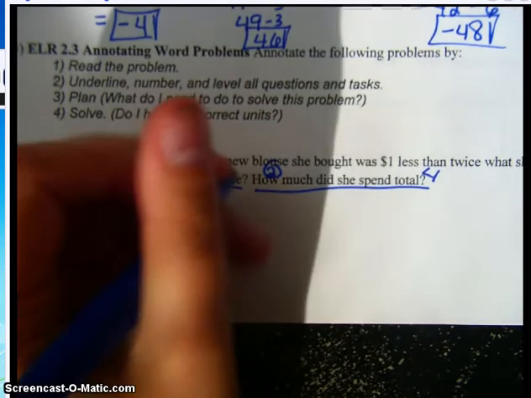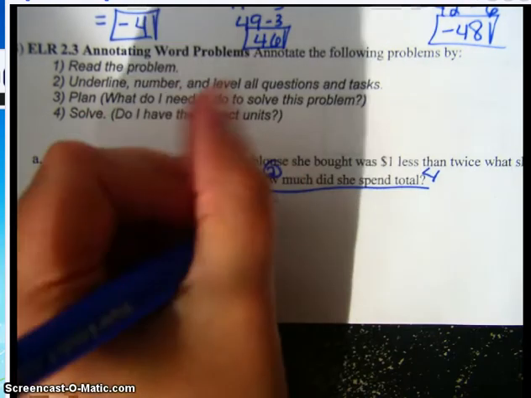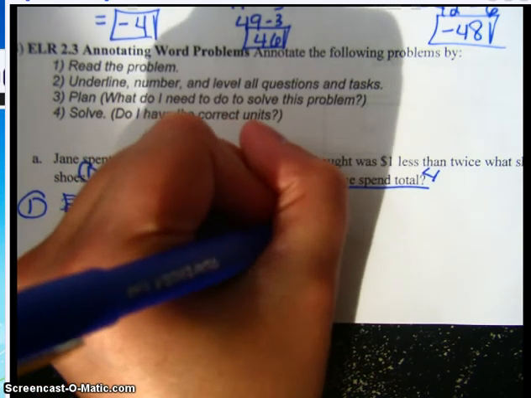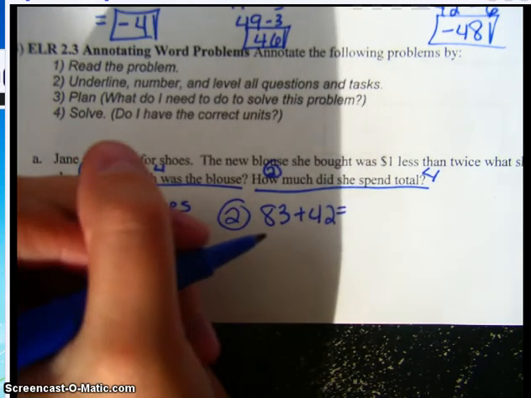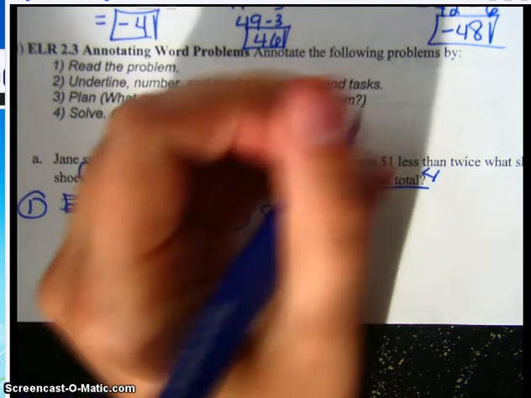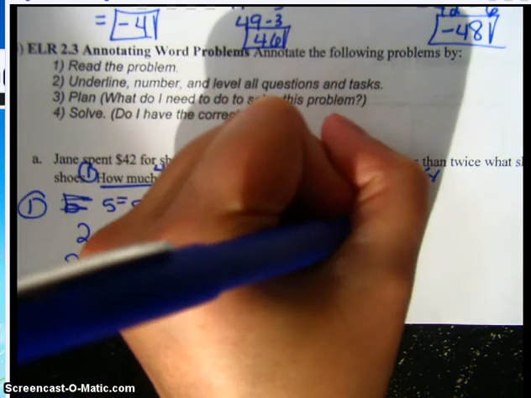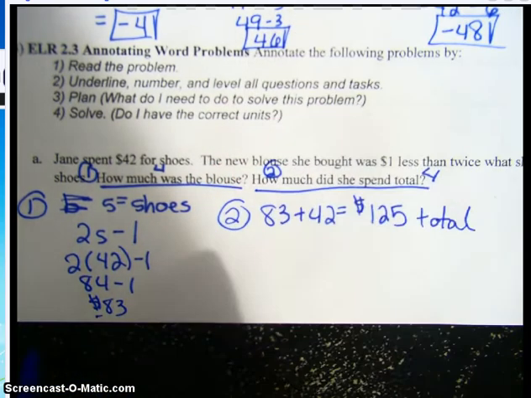All right. Step 2, how much did she spend total? Well, total means we add, so we take 83 plus 42, and we should get, well, 80 plus 40 is 120. 3 plus 2 is 5, so 125 total. Okay, I've answered both of my questions. They have units. I'm good to go.